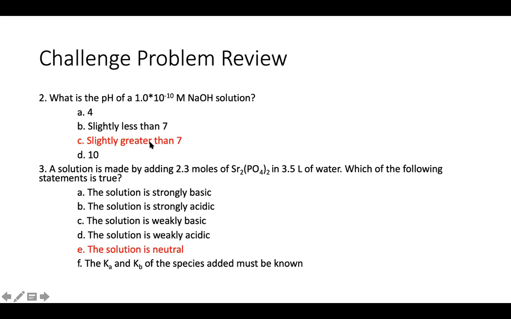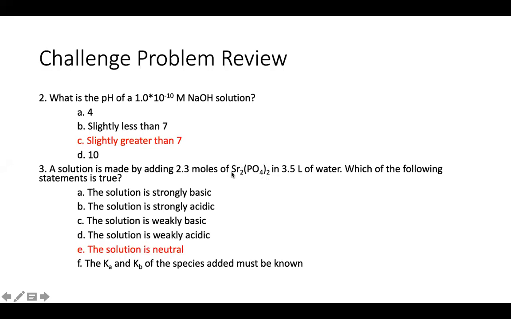But realize that the pH should have been slightly greater than 7. Now in number 3, they ask which of the following is true about the solution, and the solution should be neutral, right? We're adding strontium phosphate to water. Strontium phosphate is just a salt, right? There's no hydroxide, no H+, like there's no hydrogen or hydroxide to lose, and so you can't really associate it with an acid or base.